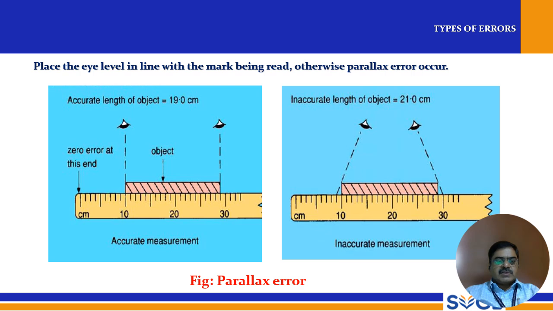So you can see the parallax error here, and this is the reading, and you are measuring exactly 19 centimeter when you see exactly perpendicular to the scale, right? Your viewpoint is 90 degrees to this scale, and here when it is not at 90 degrees, then there will be 21 centimeter this side, 1 centimeter more, and this side 1 more centimeter. So this is the parallax error. So this is another example for parallax error.